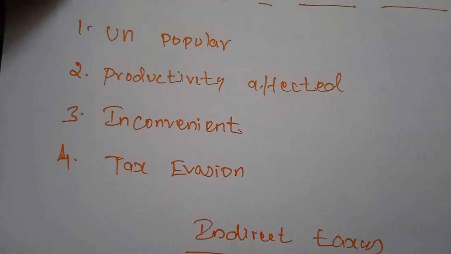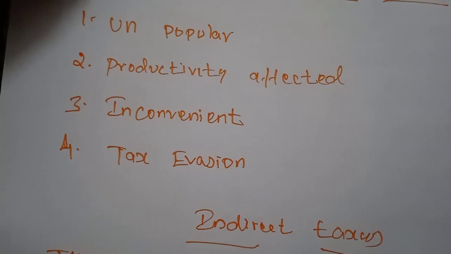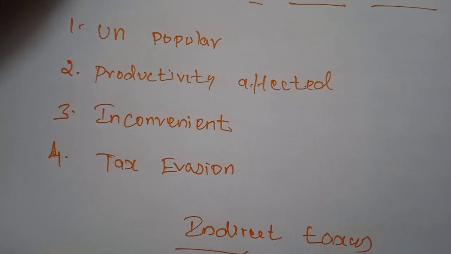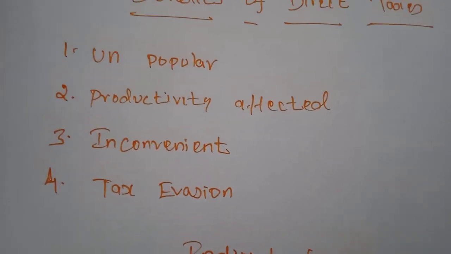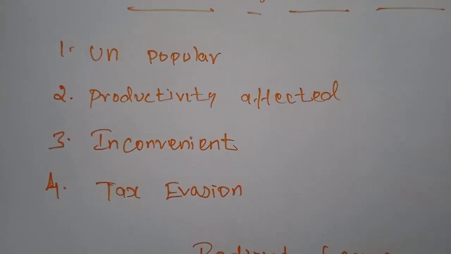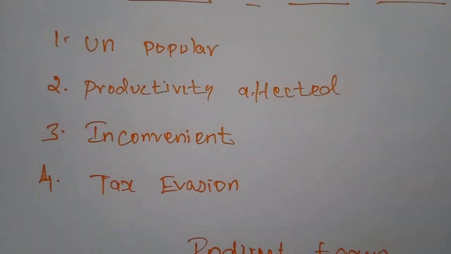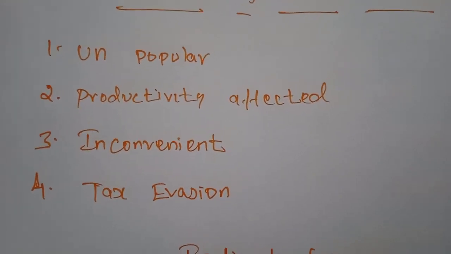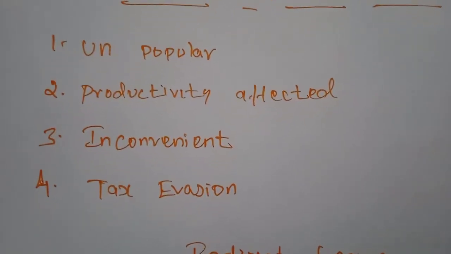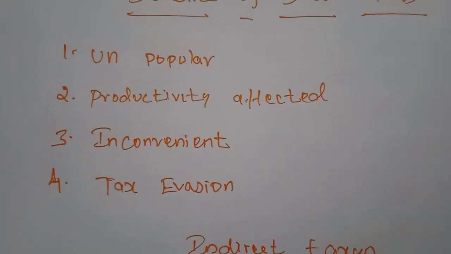Next, productivity is affected. According to many economists, direct tax may adversely affect productivity. Citizens are not willing to earn more income because in that case they have to pay more taxes. If there is no tax, people always want to earn more income. But nowadays, people think that even if we earn more income, we have to pay tax to the government. So they will never try to earn more income. In this case, the productivity of labor also will be reduced. So productivity will be affected in the case of direct taxes.